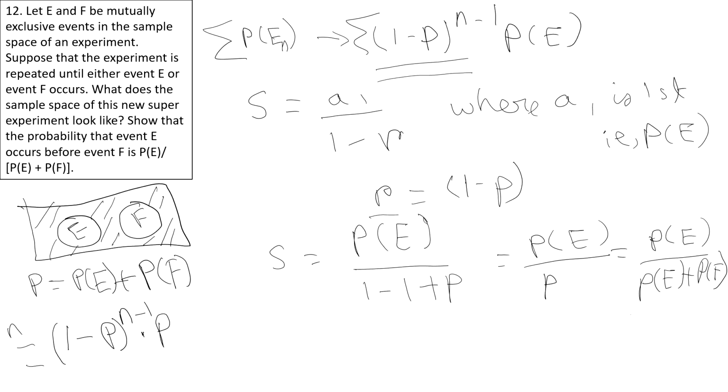So we can see that the end product P(E) by P(E) plus P(F) matches with this part, P by P plus P(F). So we can conclude that we have proved this part. So this question is over. Let's proceed to the next question.